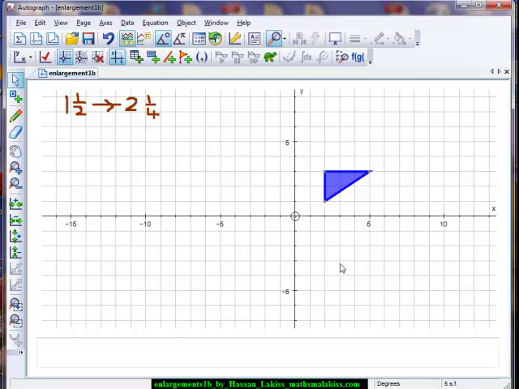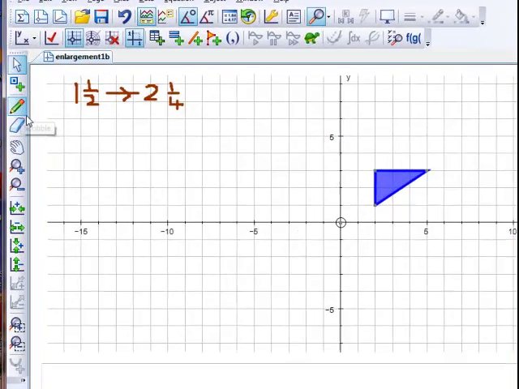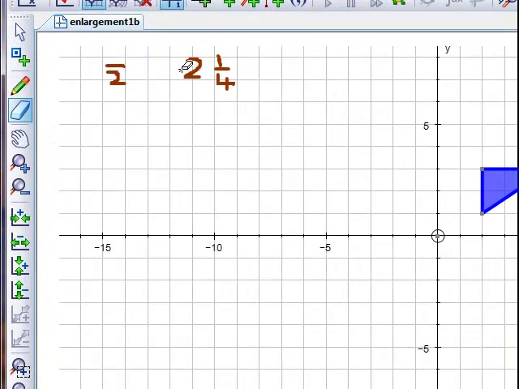Welcome to the second tutorial on enlargements. This is really mainly for students. Don't worry too much about how to use Autograph. Before I carry on, in the last tutorial I left you with a question: if the scale factor is 1.5, what would happen to the area? It'll be 2 1/4 times bigger. If you square that, you'll get that. Okay, I'll just delete that.